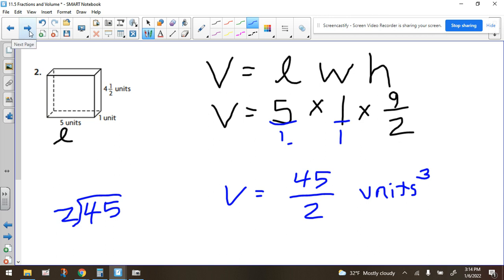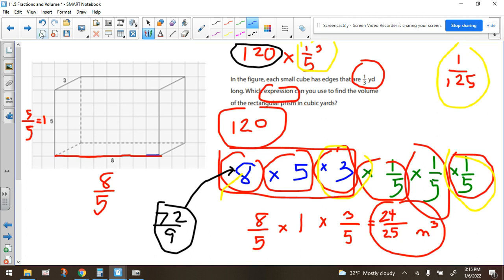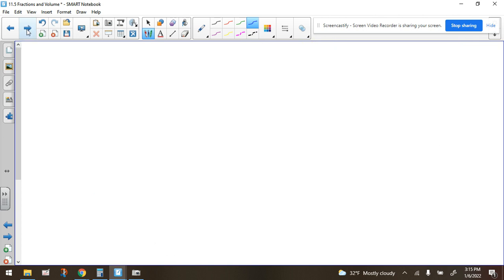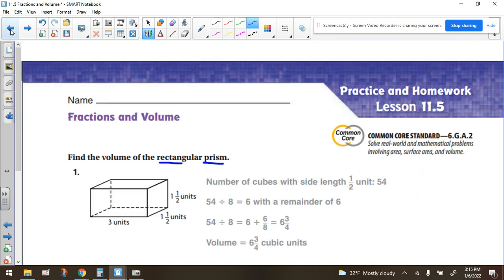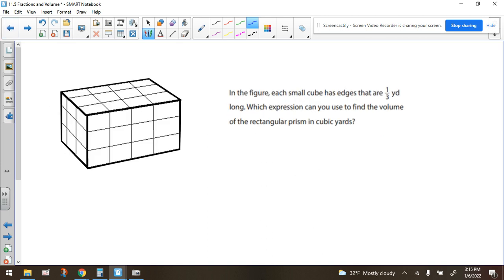Now, I do want to get into, so that's just straightforward volume. Many of the questions on this assignment, the 11.5, ask you to just find the volume. But what if they gave you something a little more complex? So let me find something just a little more complex. Let's look at this one here. It says in the figure, each small cube has edges that are 1/3 of a yard long. Which expression can be used to find the volume of the rectangular prism?